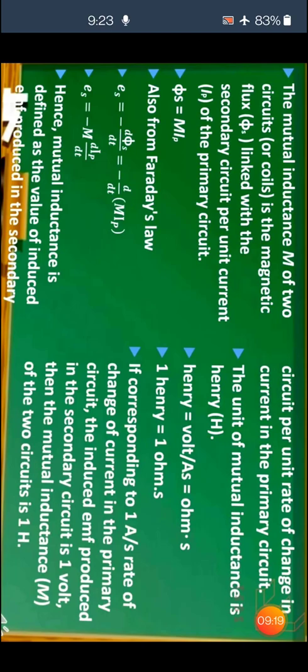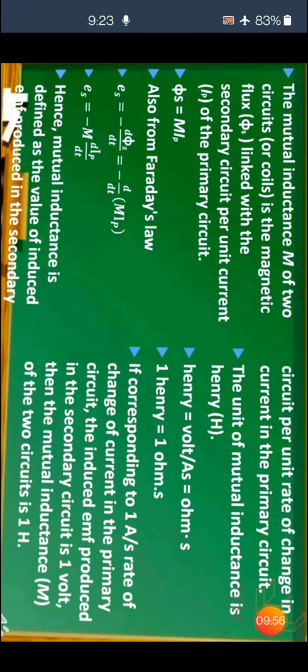From Faraday's law, ES is equal to minus d phi S upon dt at the secondary coil, is equal to minus d upon dt in brackets of M IP. Therefore, we can get the equation ES is equal to minus M dIP upon dt, or we can also state capital M is equal to mod of ES upon dIP upon dt.